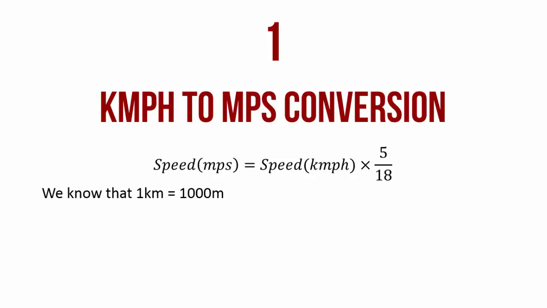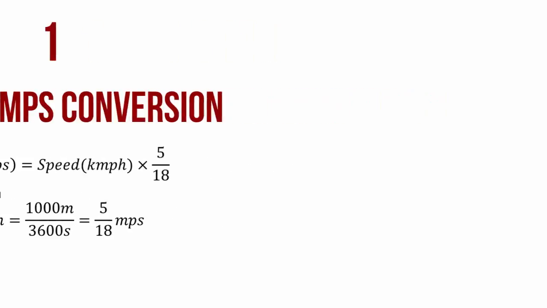We all know that 1 kilometer is equal to 1000 meters. So 1 kilometer per hour is equal to 1000 meters divided by 3600 seconds, which gives you 5 by 18 meter per second. Now if 1 kilometer per hour is equal to 5 by 18 meter per second, x kilometer per hour shall be x multiplied by 5 by 18 meters per second.